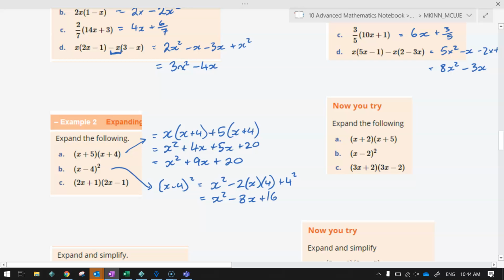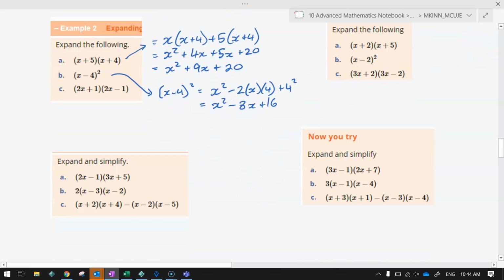We can do it drawing a box and using a grid, and that might make it easier for some of you to see as well. The bottom one, I could go through my whole expansion, but I don't because I get excited. Why do I get excited with part C here? Difference of 2 squares. And now I don't even call it that.